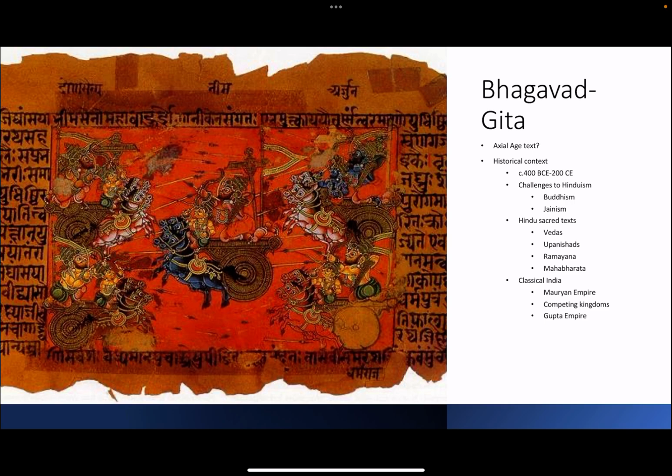Scholars have debated for a long time over when to date this text, and they've settled on anywhere from about 400 BCE to about 200 CE. Many have suggested that the text itself was developed over probably many centuries. It is part of this much longer text known as the Mahabharata, which is the longest poem ever written by human beings. At least it's the longest extant one. It's something like 1.8 million words.